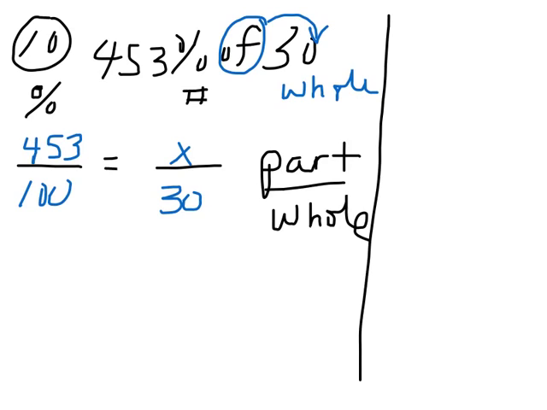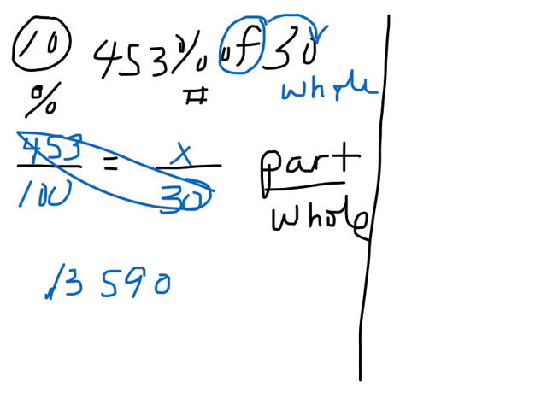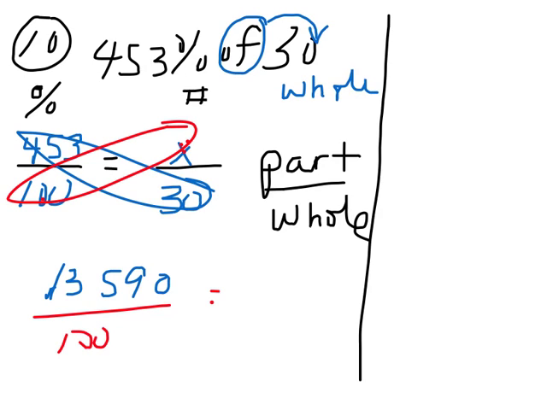Now what I'm going to do is cross multiply here, and I get 453 times 30, and that would give me 13,590. And then I'm going to divide by the thing that's across from the unknown. Well, the unknown is X, so divide by 100. And if you think about it, that just moves the decimal place over 2 spaces to the left. I could divide it out on my calculator if I'm not comfortable with that. And I get 135.9. And they didn't tell us to round it, so we want 135.9 to be our answer there.